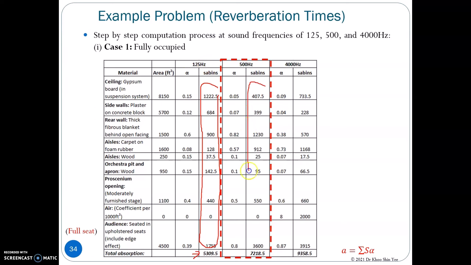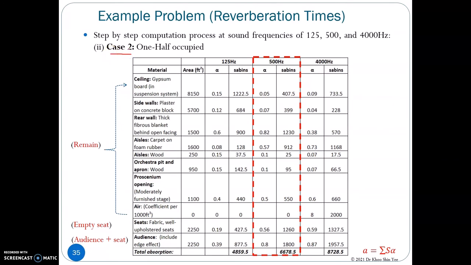So if you continue to take the summation of all the absorption here, then the total will be around 7,000 at 500 Hz. Then you continue to take the summation of the absorption here to give you around 9,000 sabins at 4,000 Hz. So this is the result for fully occupied case where all the 4,500 units of the seat are fully seated. Let's continue with the second case where the auditorium is half occupied.